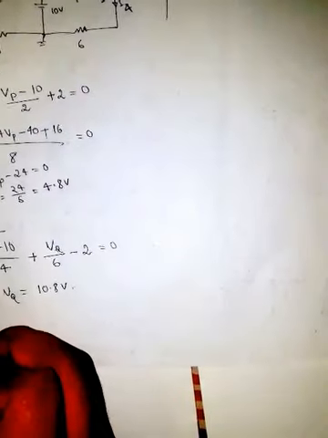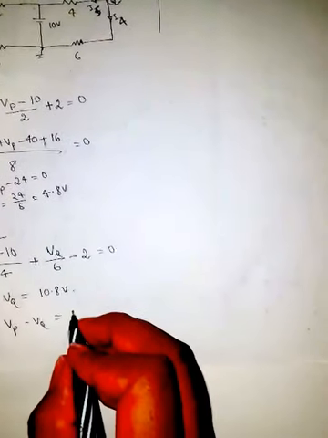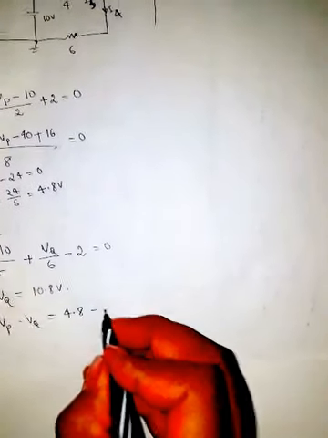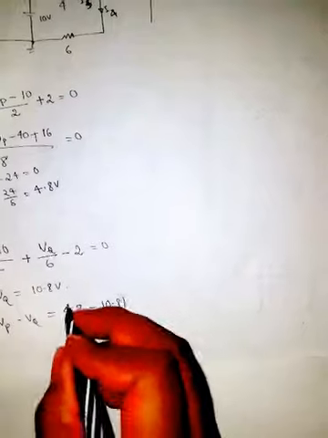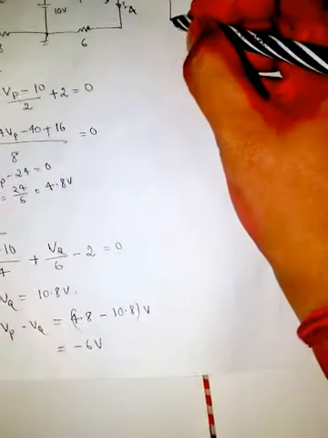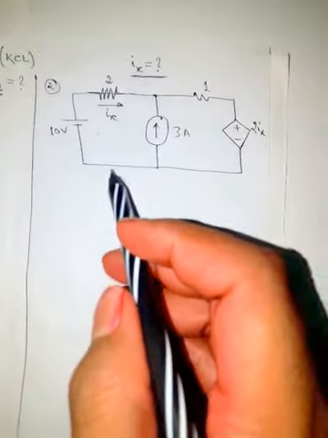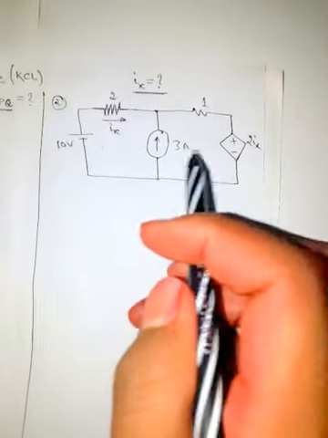Now what is the value of VPQ? VPQ is VP minus VQ. So VP is 4.8 minus 10.8 volt, that is minus 6 volt. Got it? Now the next problem is from GATE.